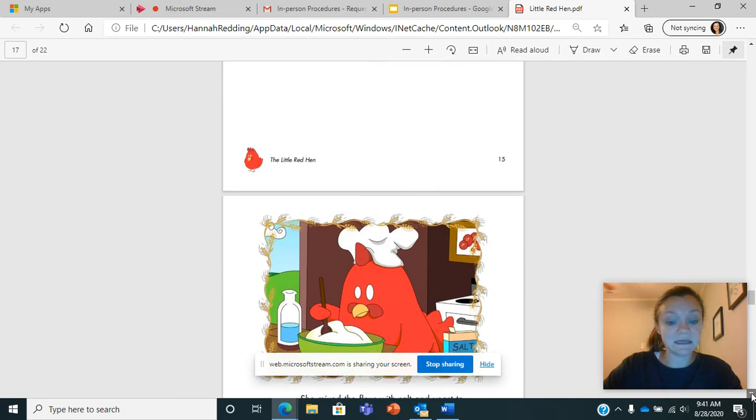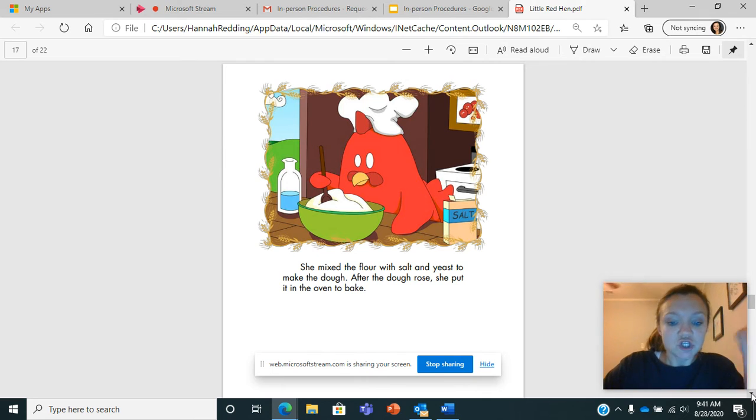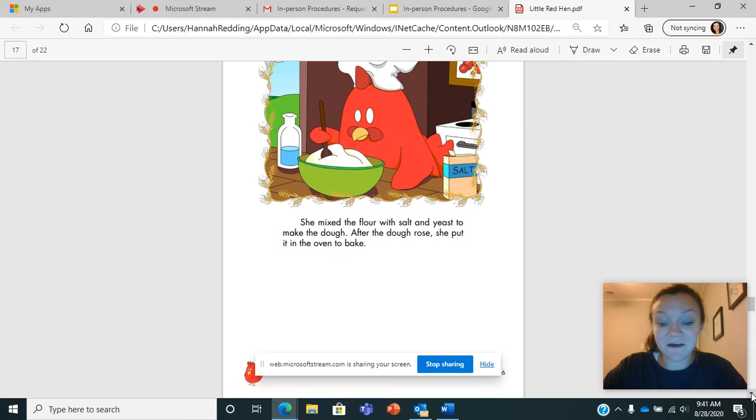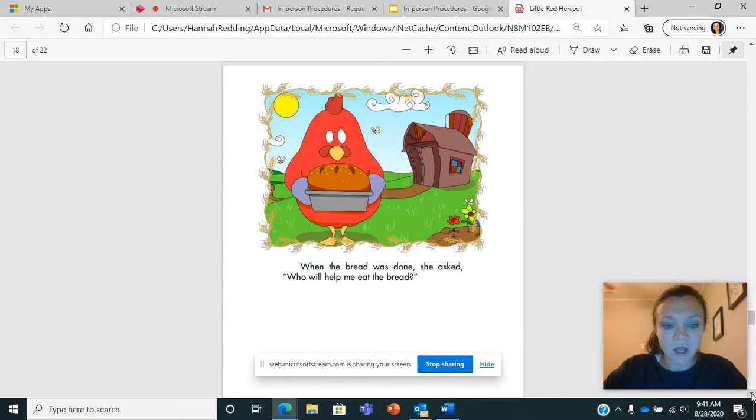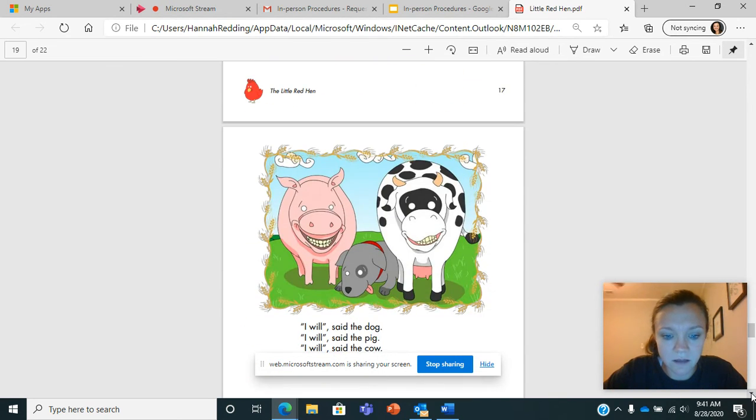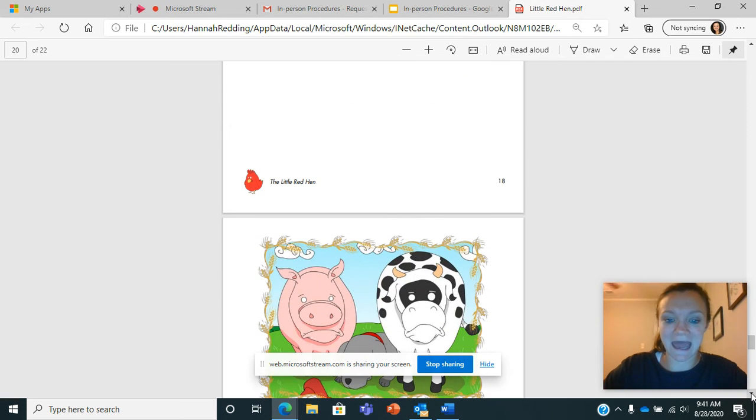She tried to solve it again, still didn't work. Let's see. She mixed the flour with salt and yeast to make the dough. After the dough rose, she put it in the oven to bake. When the bread was done, she asked, "Who will help me eat the bread?" "I will," said the dog. "I will," said the pig. "I will," said the cow.